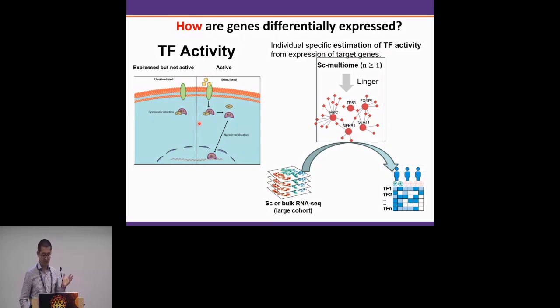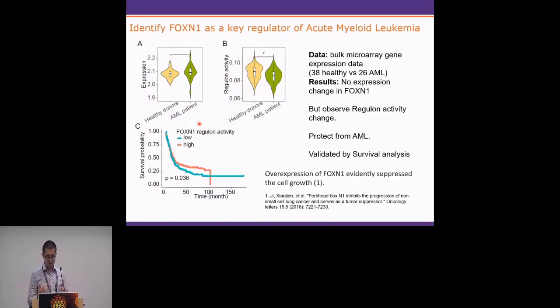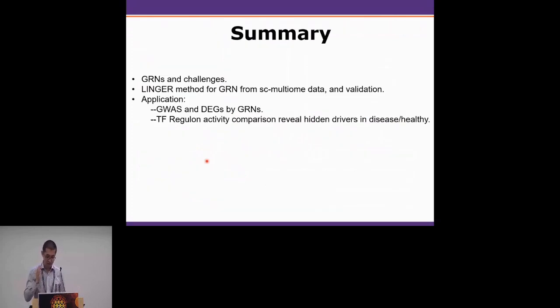Here's one example. That is a very old bulk microarray dataset of AML and controls. FOXN1 is a positive control. It's supposed to be changed. But if you check differential expression, it is not differentially expressed. Then if we check its transcription factor activity, we see a significant activity shift. That is consistent with previous knowledge because this gene is a tumor suppressor. We also validated this in the TCGA data. If we divide the people into two groups, high activity and low activity, we find a significant survival difference between them.